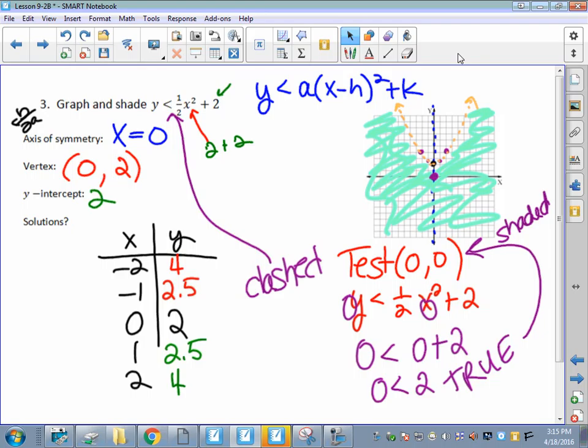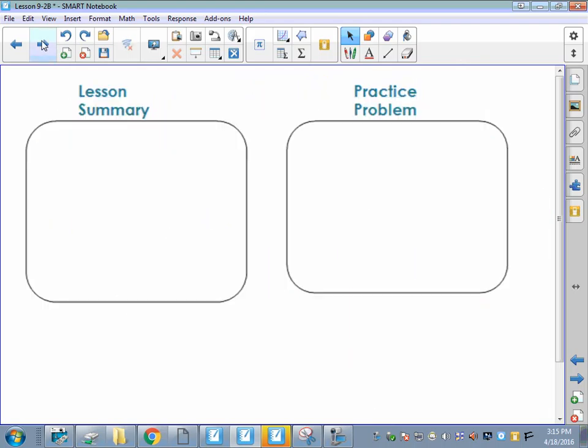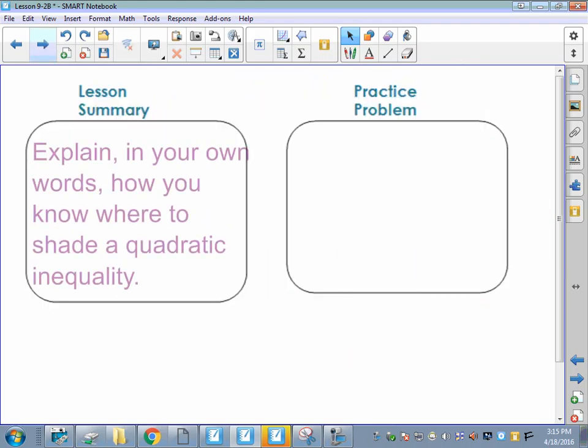All right, we'll save problem number 2. We'll do that one together in class. Really quickly, explain in your own words how you know where to shade a quadratic inequality. Explain what we just did, whether we shade inside or outside the parabola. Explain what we did in order to do that. I want to make sure that you understand the shading process, basically.